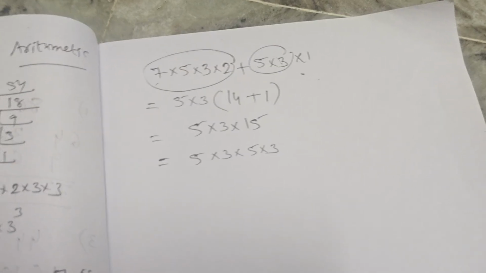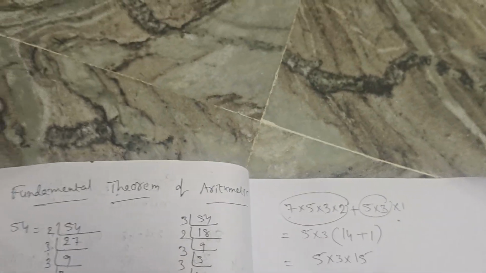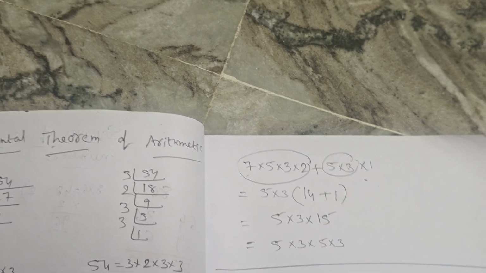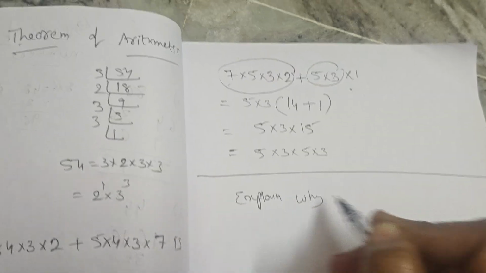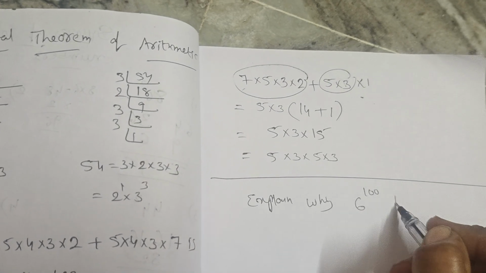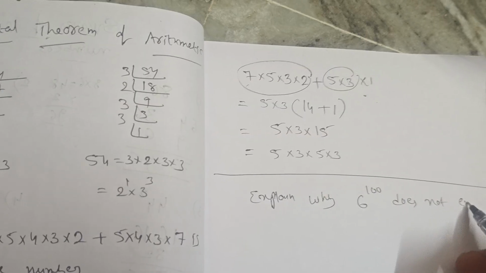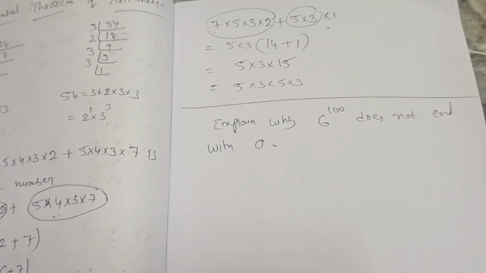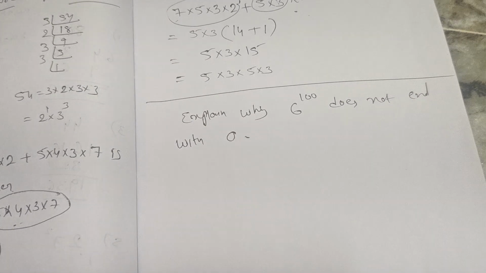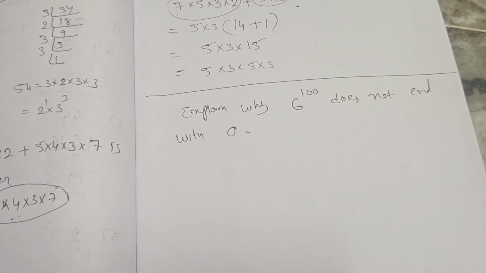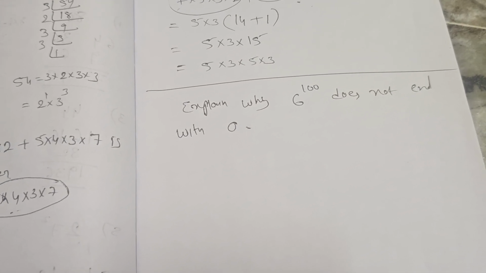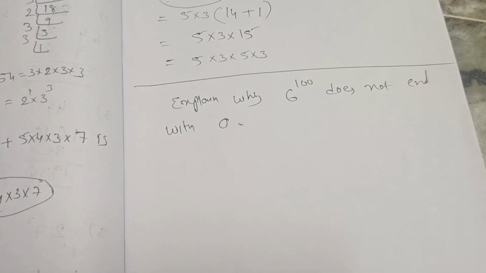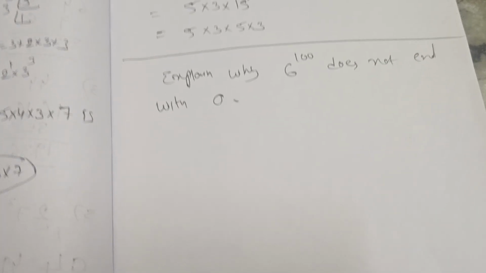Okay children? Next, explain why 6 power 100 does not end with 0. So what I will do here, actually 6 power 1 is 6, 6 power 2 is 36, 6 power 3 is 216. So if you multiply 6 power any number, always you will get 6 in the ones place. Here they are asking, explain why 6 power 100 does not end with 0. Why does it not end with 0?